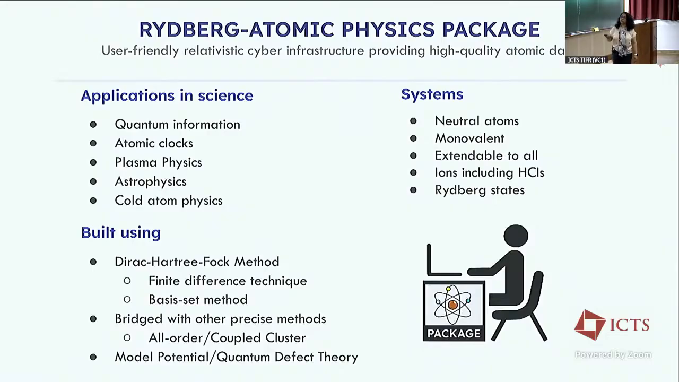The method which we are currently using is the Hartree-Fock method, which I'll discuss briefly in coming slides. And we use two different techniques to do these calculations. And then we also have a bridge where we use a post-Hartree-Fock method, the all-order method, to calculate properties for ground and a few excited states where high precision is required. For Rydberg states, we currently have a module which is not integrated in the platform right now, but it can do calculations using a model potential for Rydberg atoms.